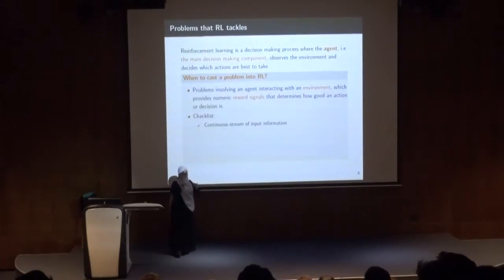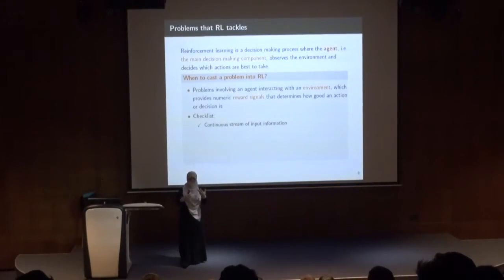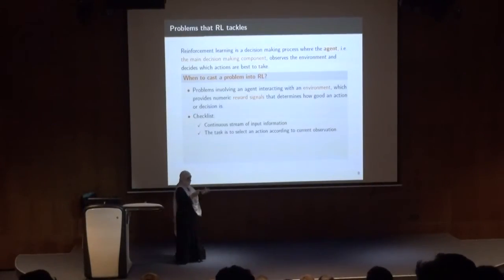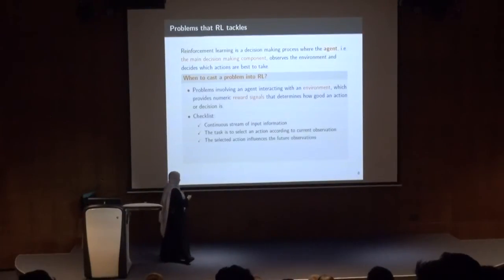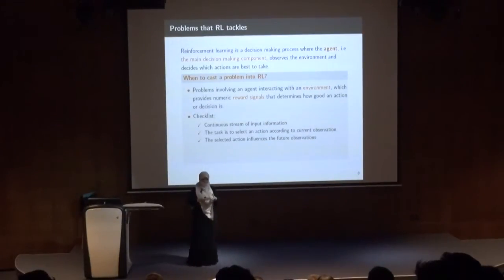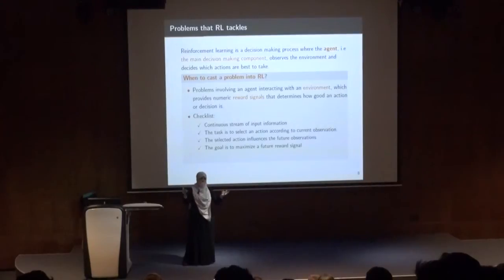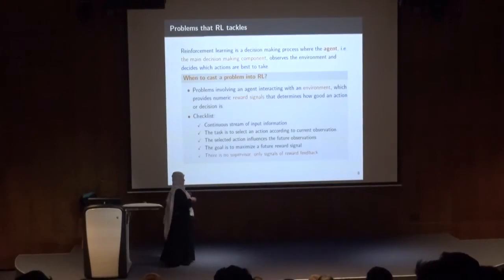I should have a continuous stream of input. So I'm interacting with an environment. Whenever I do an action, I receive another input. So I have this interaction. And my task is to select not just one action, but an action at every state. Whenever I move, I need to select a new action. Whenever I select a certain action, it influences the next or future states or situations that I will encounter. And my goal will be to choose the best actions that maximize a certain cumulative or total reward.